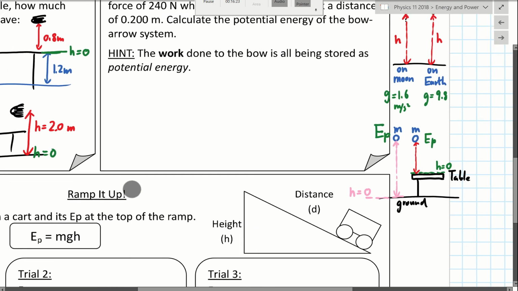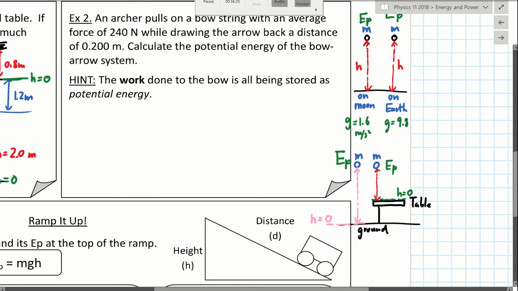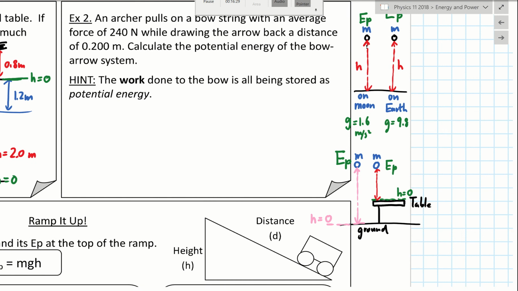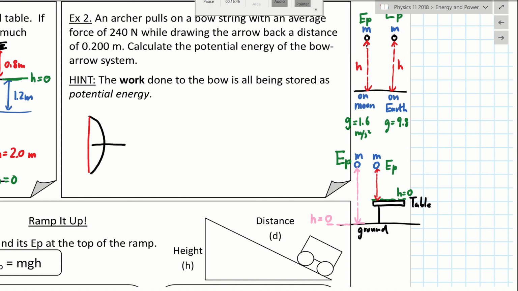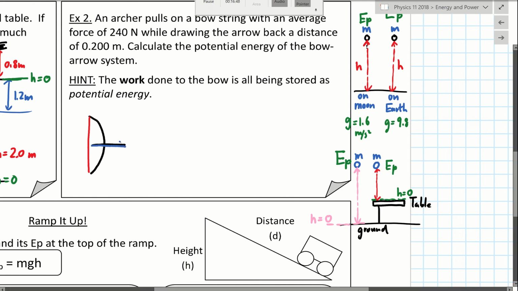Now, another way, this is like a spring version of it. An archer pulls on a bow string with an average force of 340 Newton. So this is like a bow, and the bow has an elastic string attached here. And the arrow is like here, and it has a tail, like this, right?